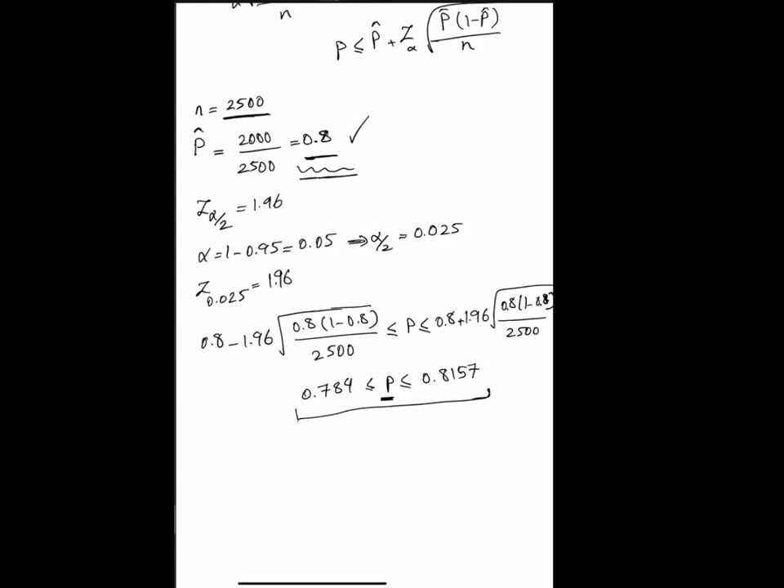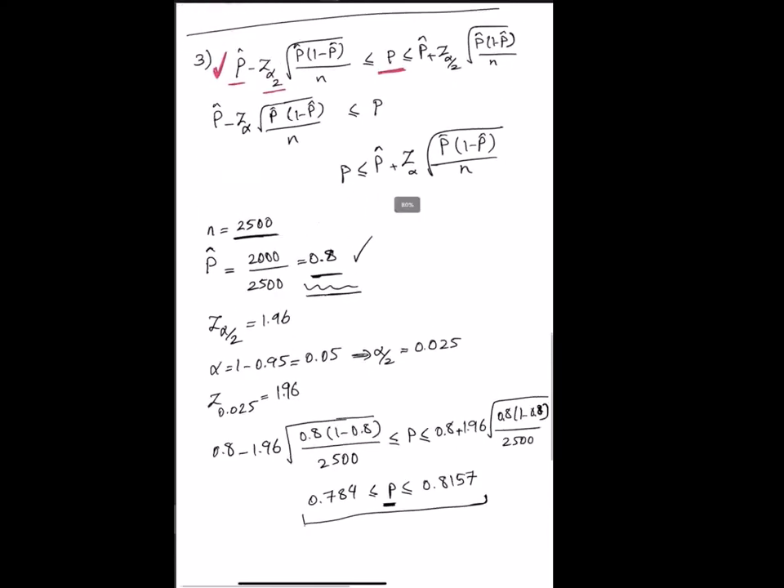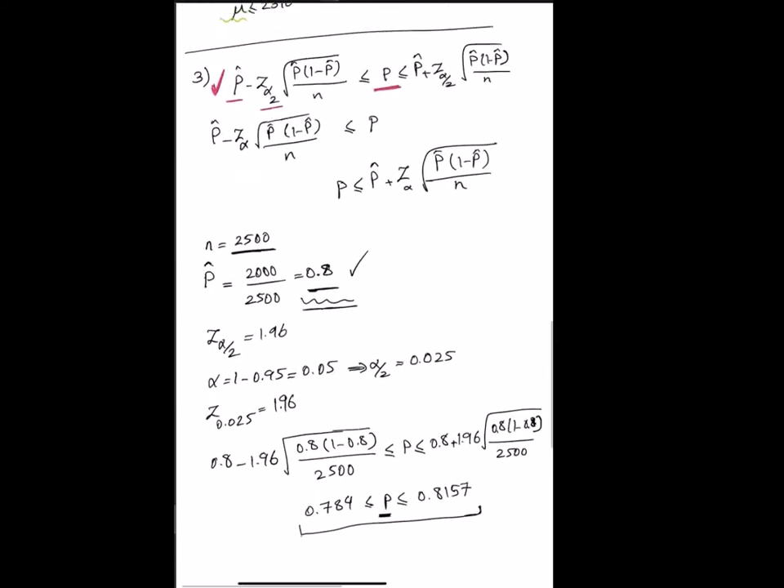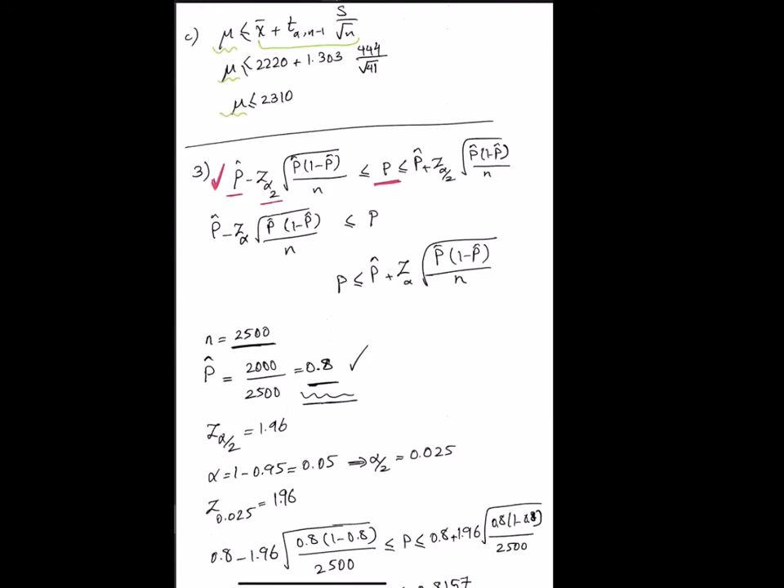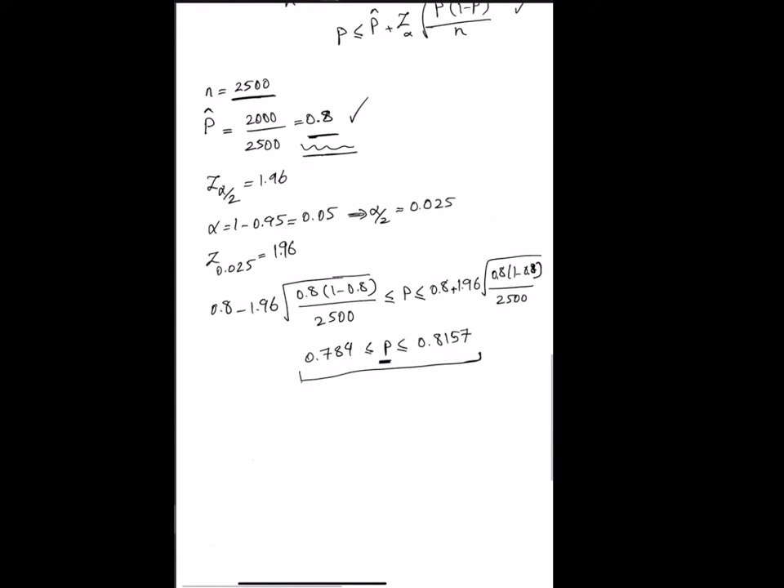Okay, so for the proportion as well, just make sure to read the question carefully. Make sure you know if it's a two-sided or if it's a one-sided confidence interval. Find the proportion in the sample that you have, p hat. Find the correct value of z from the table. Use the correct formula, and you are guaranteed to get the right answer.